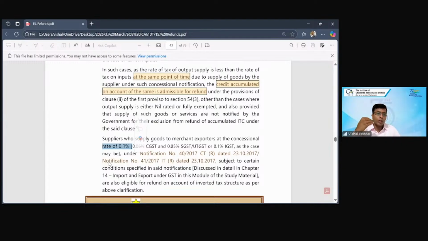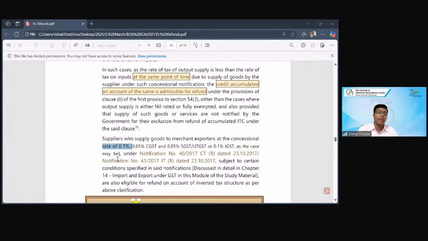So you are yourself not exporting the goods directly, but you are selling it, which is trading, to an exporter who is called a merchant exporter, who will then be exporting these goods. So over there, one concession, one option was given that you may not charge the full rate of your goods to the exporter, you may charge a concession rate of 0.1%.